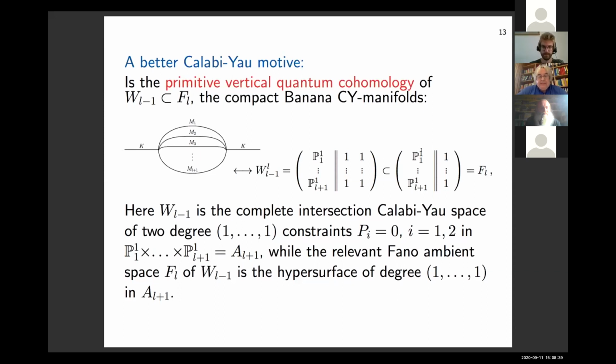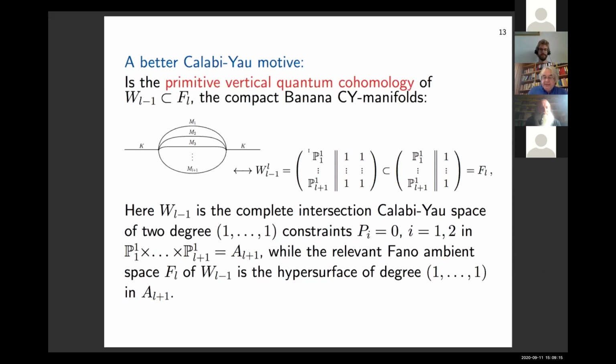So these W_L are complete intersection Calabi-Yaus, as we call them. And the way that they are described, I have just explained to you, just that I want to say this complete ambient space, which is this product of P1s, I call A_{L+1}. And that is also the ambient space of the Fano variety, which is the degree 1 constraint in this space. So then there is some amazing beauty to this picture, because you see every mass corresponds precisely to one of these rational curves in this Calabi-Yau.